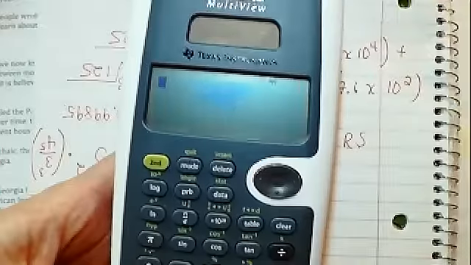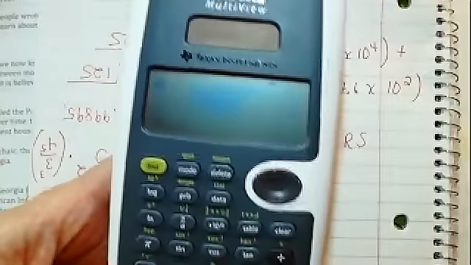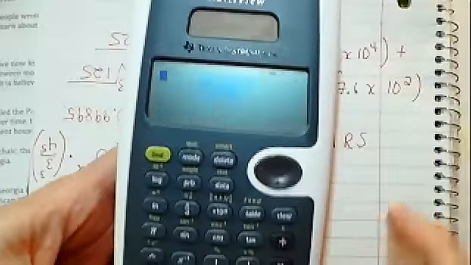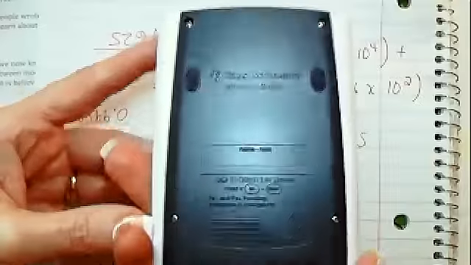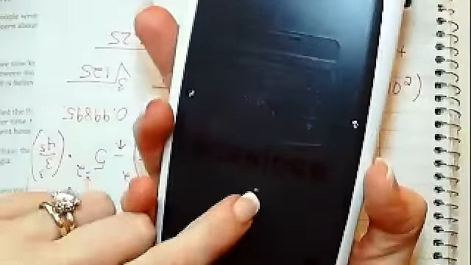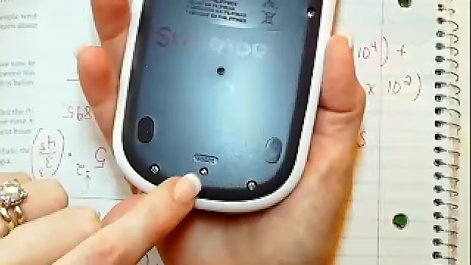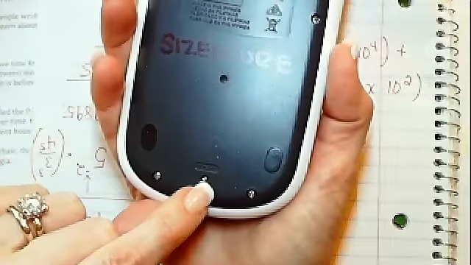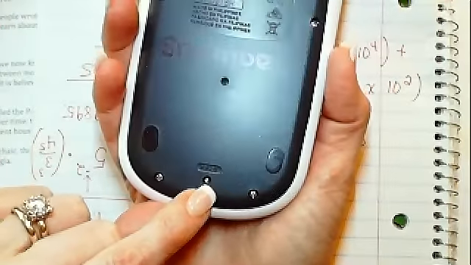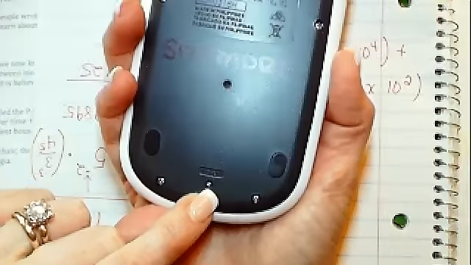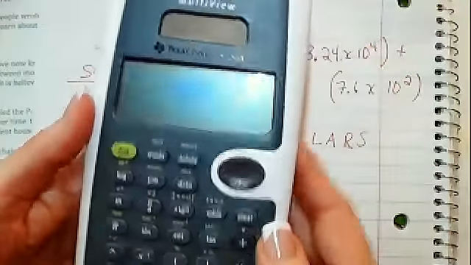Okay, so if you ever wonder how to get your calculator out of scientific notation mode, you can always hit on and clear, or there's a little button right here. Oh, it's right here. Reset. You can actually stick a pen down in there and hold it down, and it'll reset the memory on your calculator. Okay, all right, so let's put it back in scientific notation mode again.